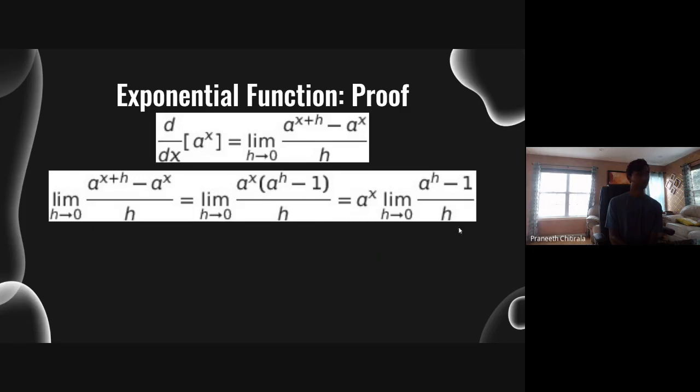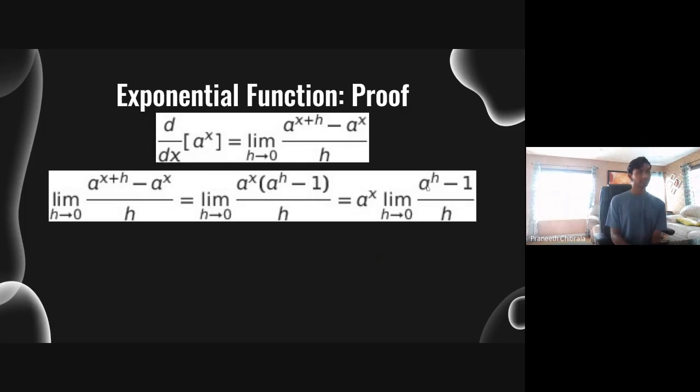So starting with this limit, notice that there's a common factor of a to the x power. You could just take that out of the numerator here. Since a to the x is technically considered a constant, because h is the variable being considered in the limit and a to the x does not have h in it, you could put the constant outside of the limit, and then you have this limit right here. So now all we have to do is find the value of this limit and then multiply it by a to the x.